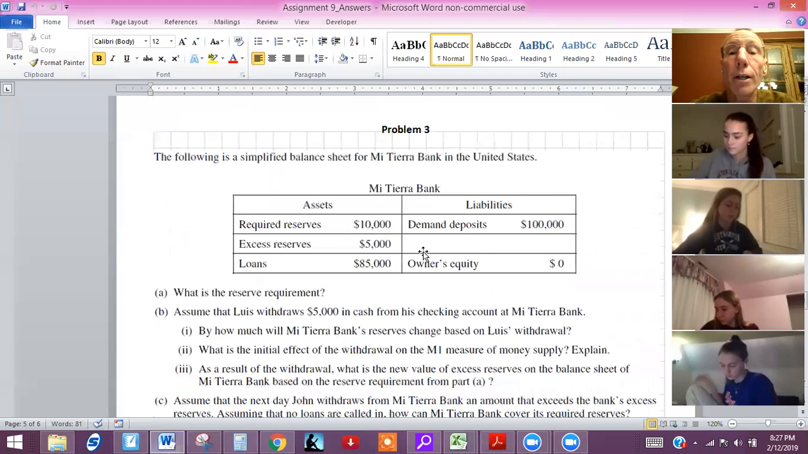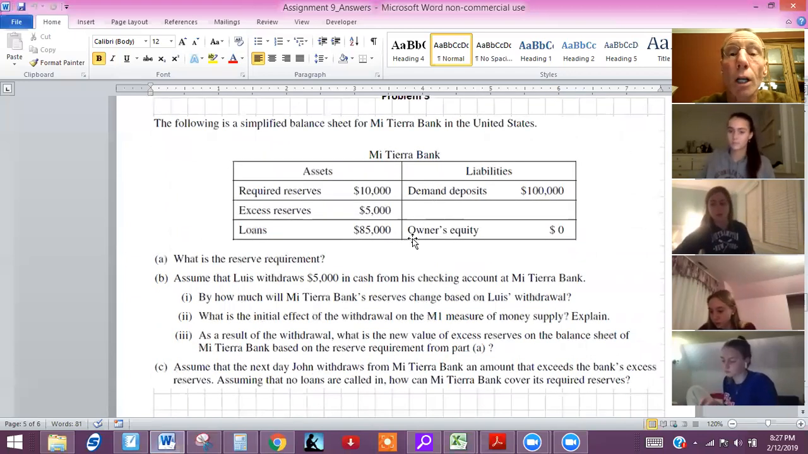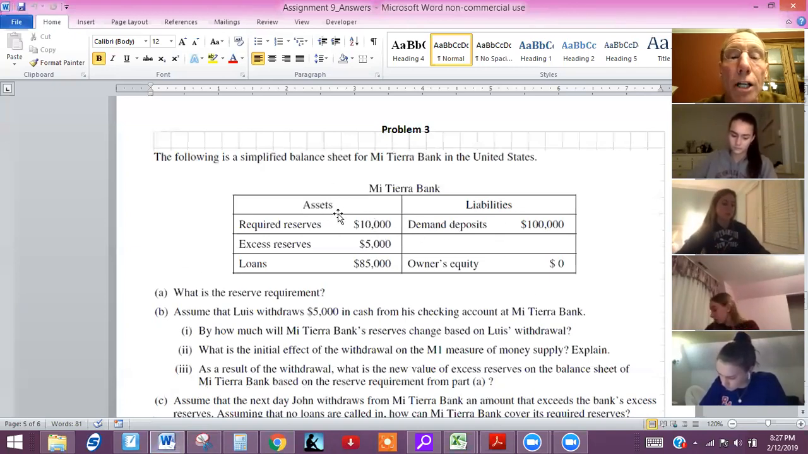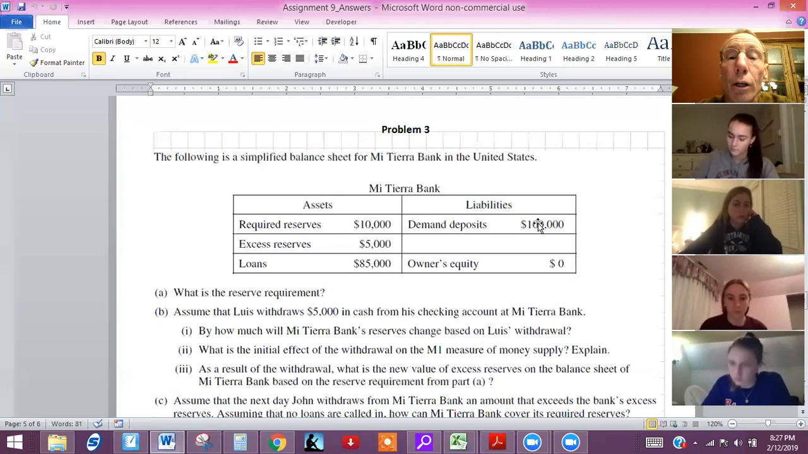We are given a very simple balance sheet of the Mi-Tierra Bank. And remember, when you read about this, you'll learn that it's called a balance sheet. The reason it's called a balance sheet is because it has to balance. The assets, whatever's over here, has to equal whatever is over here, okay? So 85 plus 5 plus 10 has to equal 100, or else it's not balanced.